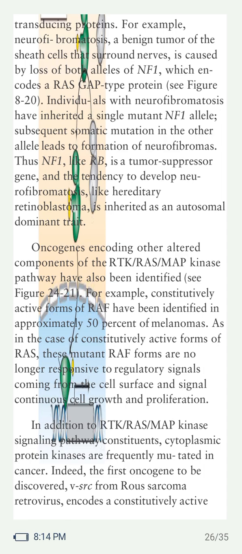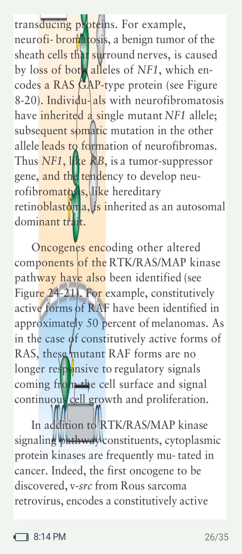Individuals with neurofibromatosis have inherited a single mutant NF1 allele. Subsequent somatic mutations in the other allele lead to formation of neurofibromas. This NF1, like RB, is a tumor suppressor gene, and the tendency to develop neurofibromas, like hereditary retinoblastoma, is inherited as an autosomal dominant trait.